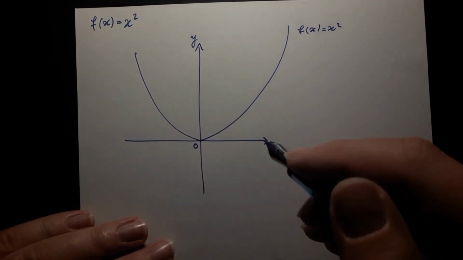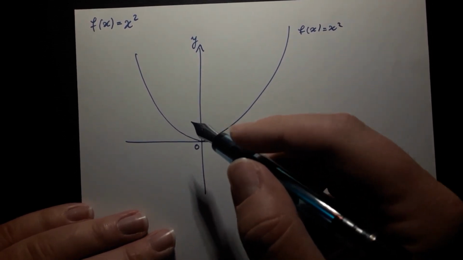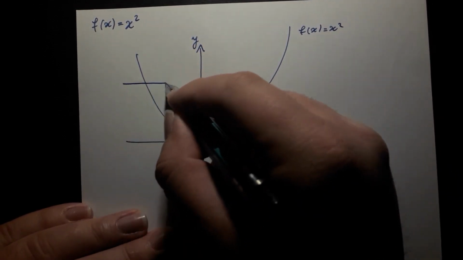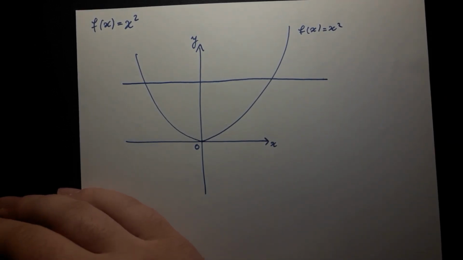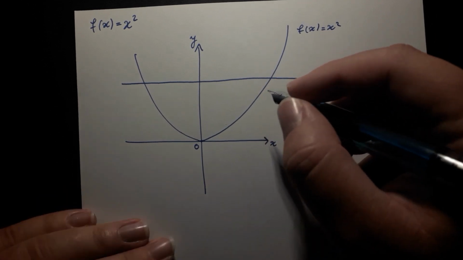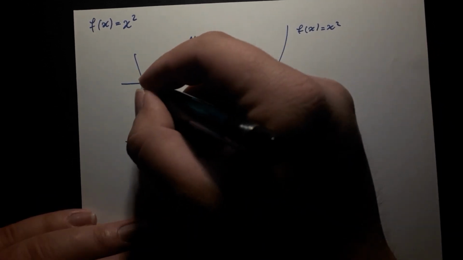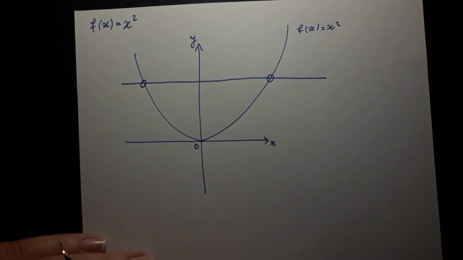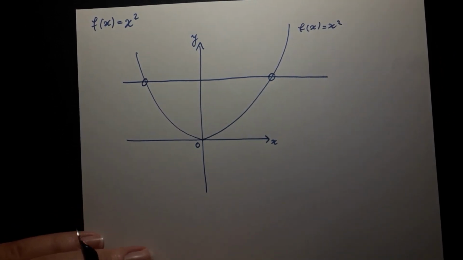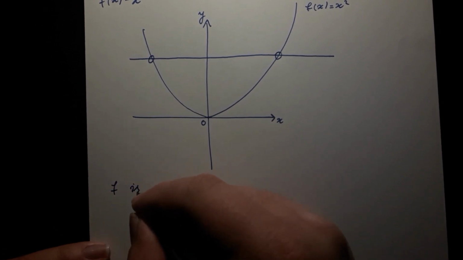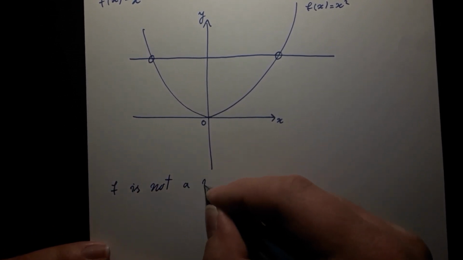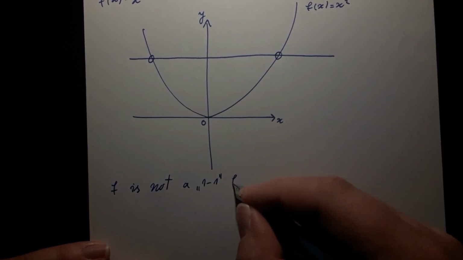Now we see that this graph doesn't pass the horizontal line test. If we put a horizontal line like this, it has an intersection with the graph of the function which has more than one point in it. This shows that the function is not one-to-one. Basically, f is not a one-to-one function.